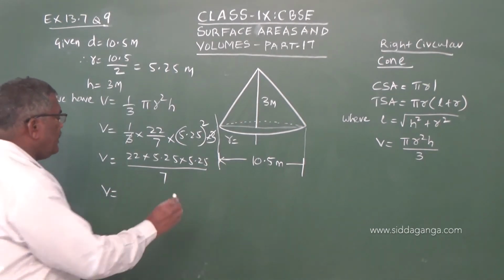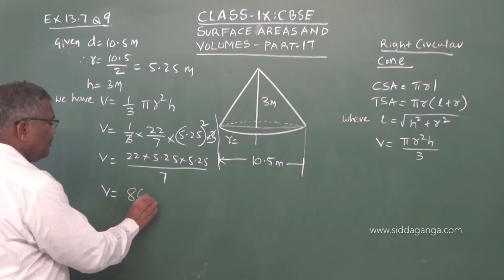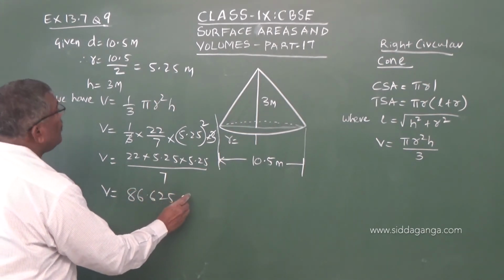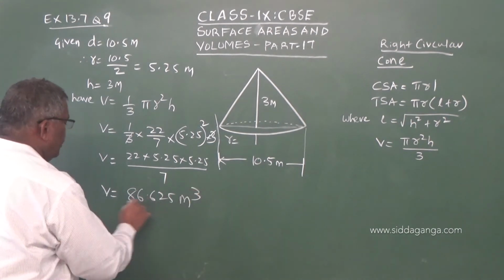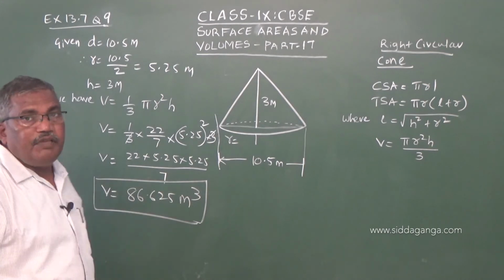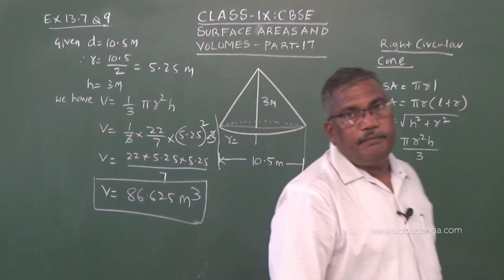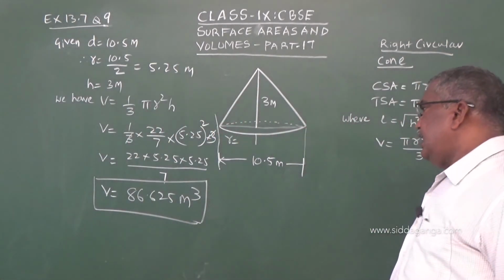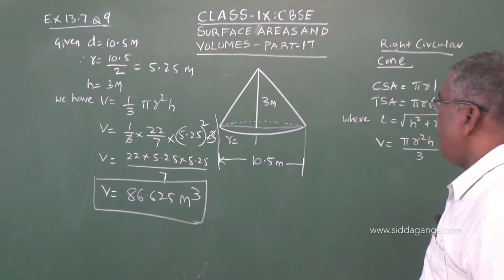So, volume will be equal to, you simplify this. So, you will get 86.625 meter cube. So, this is the volume of the wheat heap, 86.625 meter cube.